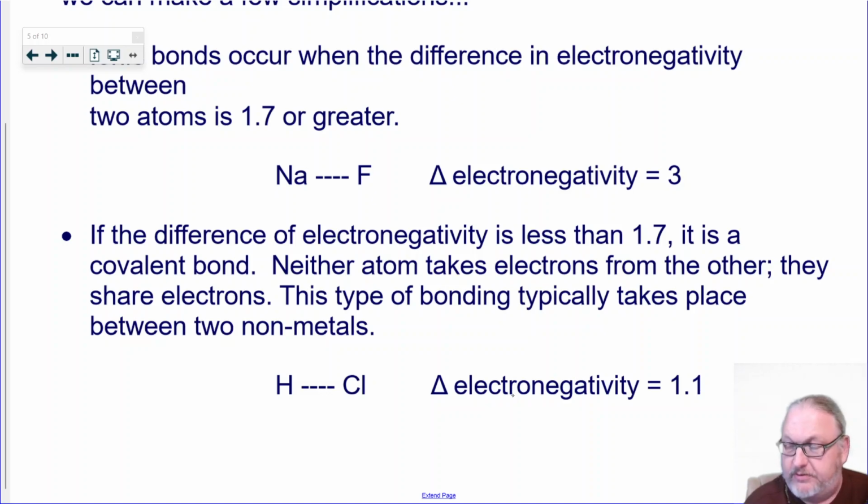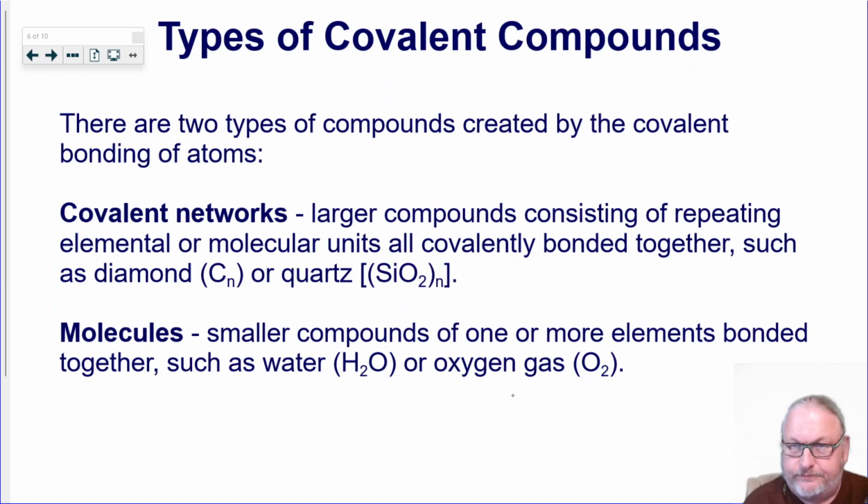So neither of those electrons are going to be taken, right? They're going to be shared. Now this usually takes place between two nonmetals because that's where you'll have that small difference in electronegativity. All right, so there are two types of compounds that actually share their electrons.